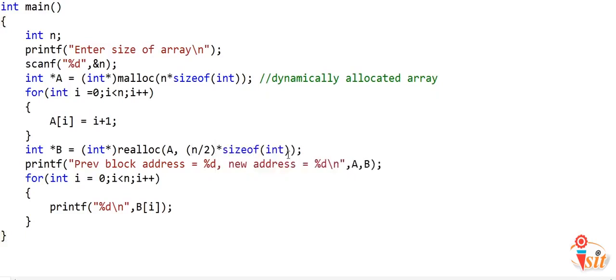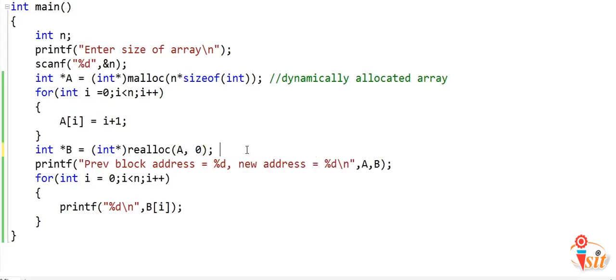In fact, if we give the size to be 0 here, all that will happen is that the complete block for A will be deallocated. So this statement will be equivalent to using free upon A. In most cases, we will put the address returned by realloc into the same integer pointer. So instead of writing B here, we can write A also.